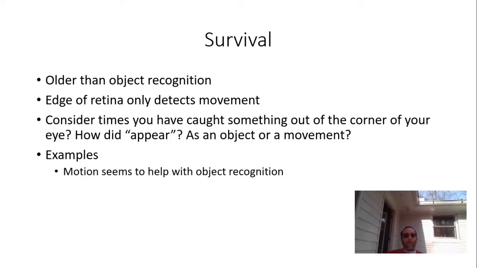This is really maybe the oldest form of visual perception, is movement perception. And it's the edge of our retina that is really only detecting movement. And again, we don't have a lot of visual acuity there, but it's important to be aware of anything that could possibly be moving to the side of us. And motion helps us with object perception.